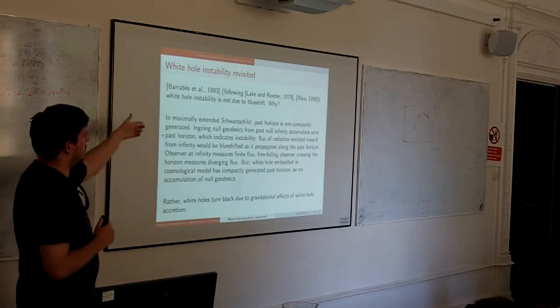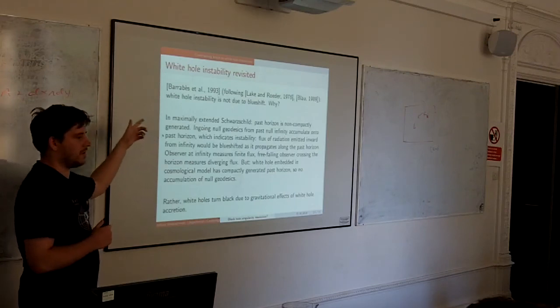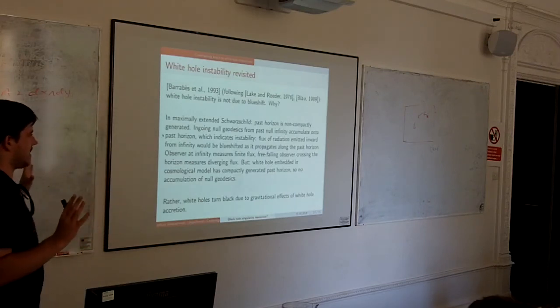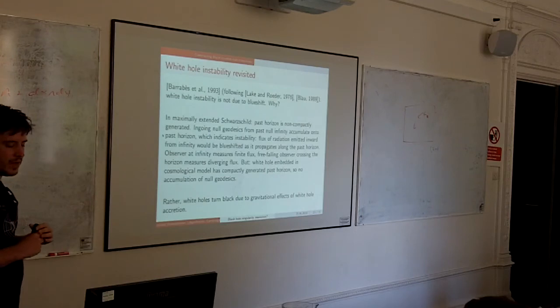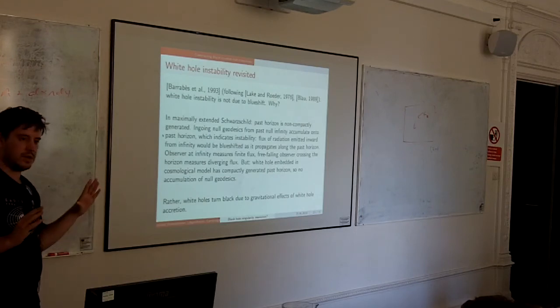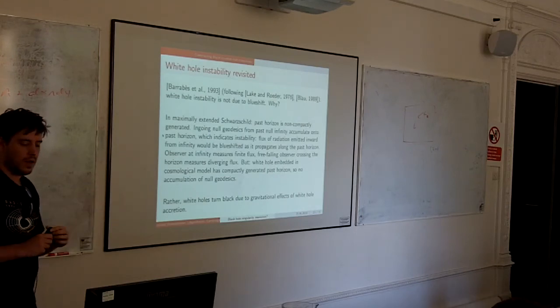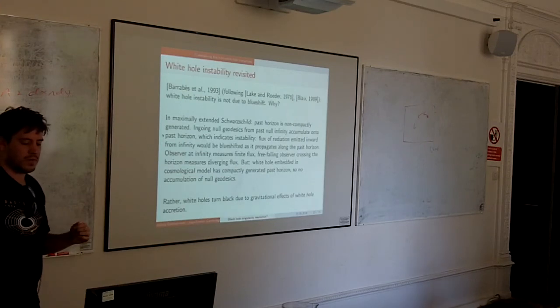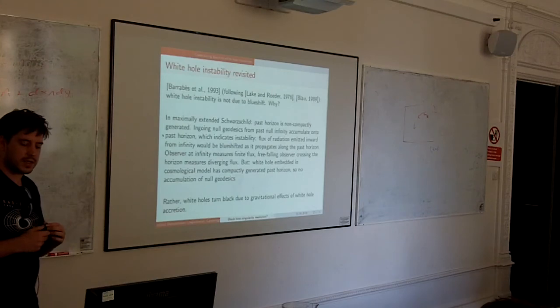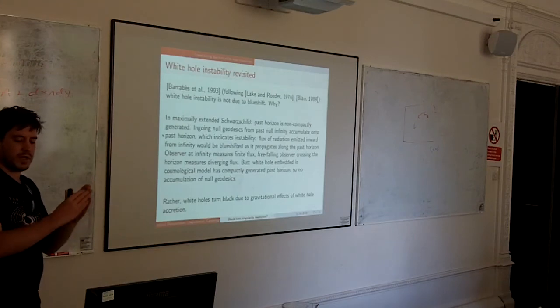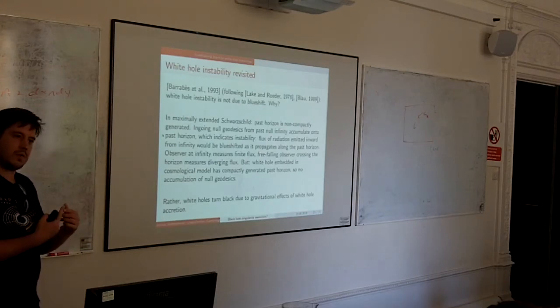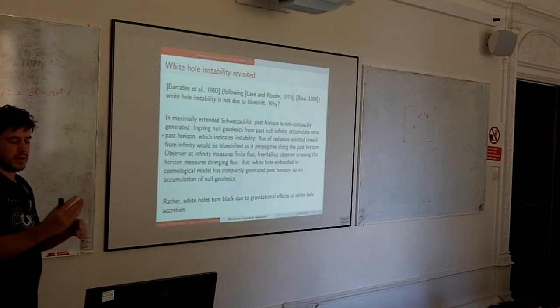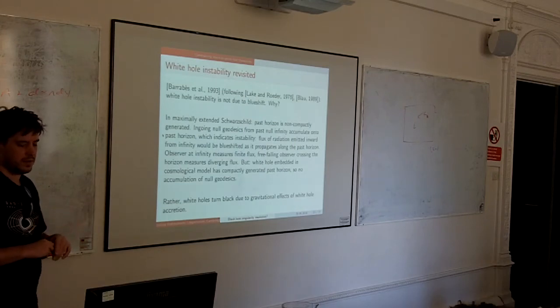And so the argument why the instability is not due to blue shift is the following. So consider maximally extended Schwarzschild spacetime. In this spacetime, the past horizon is non-compactly generated. So you could have a lot of ingoing null geodesics from the past null infinity, and those accumulate onto the past horizon of the white hole, and that indicates instability in the sense that the flux of radiation emitted inward from the infinity would be blue shifted as it propagates along the past horizon.